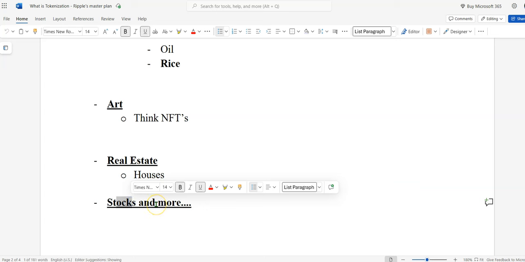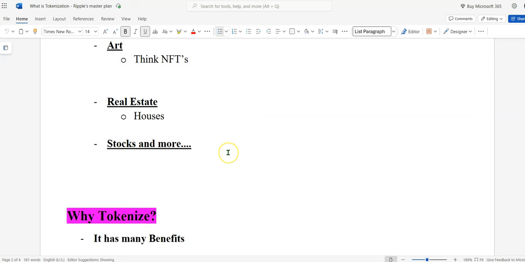Stocks, ETFs, any type of asset, you could tokenize it. You could make it into a digital version of itself, and it's going to be able to be represented in the XRP Ledger as a token.